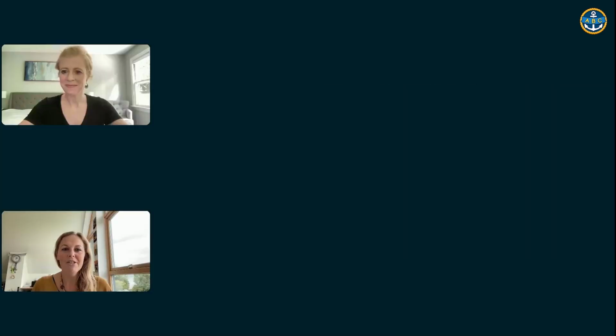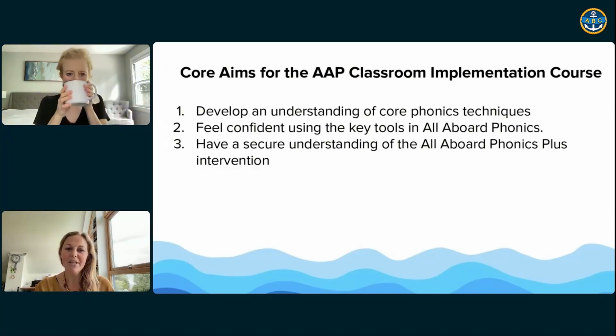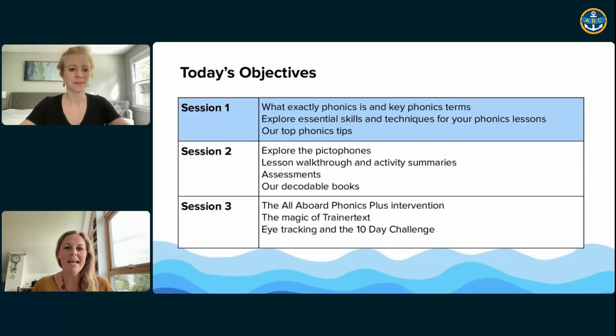By the end of the 3-session course, we would like you to develop an understanding of the core techniques to use in a phonics lesson, know and feel confident using the key tools in All Aboard Phonics, and have a secure understanding of the basics for intervention work using All Aboard Phonics Plus. And today in our first session, we have 3 simple aims. To understand what exactly phonics is and the key phonics terms, to explore essential skills and techniques for your phonics lessons, and to share our top tips for phonics delivery.